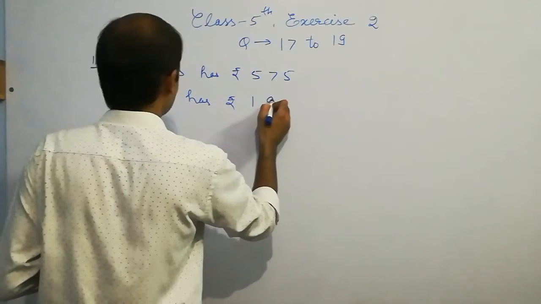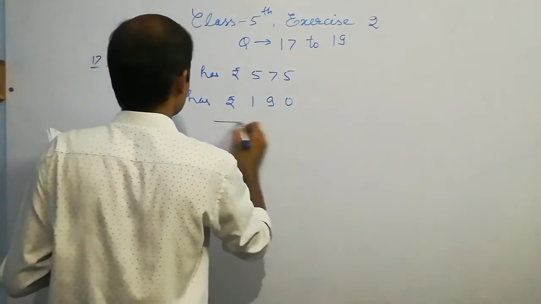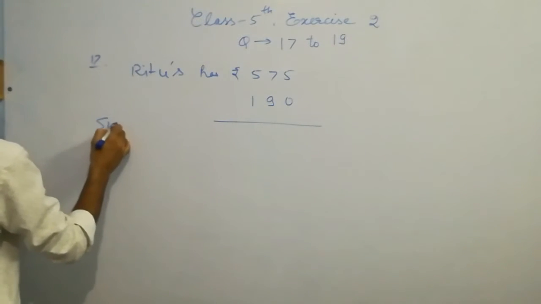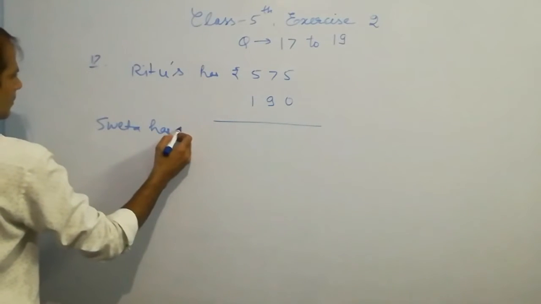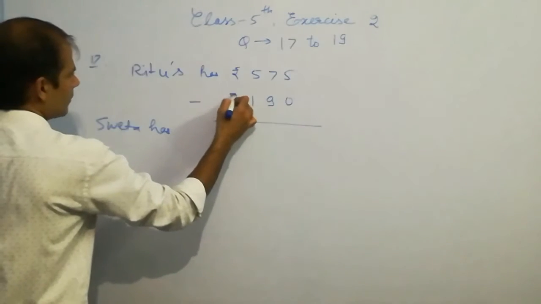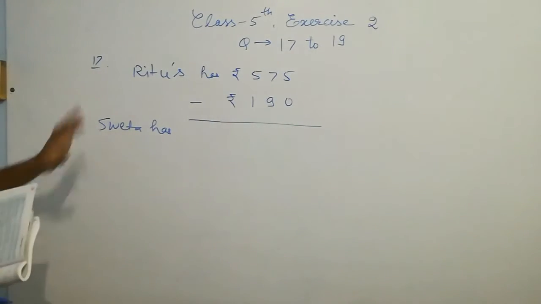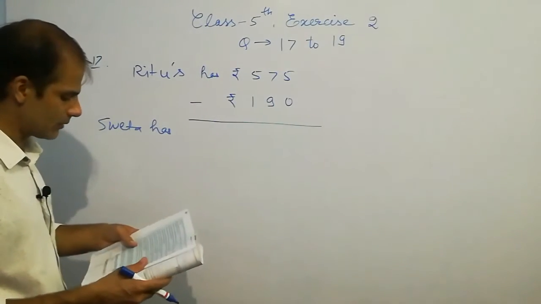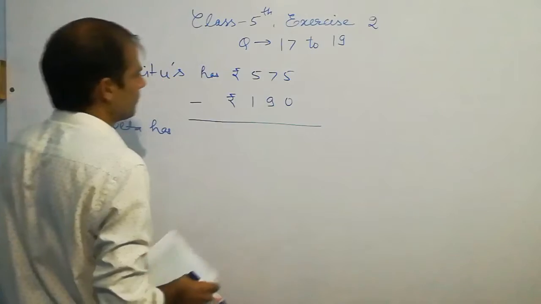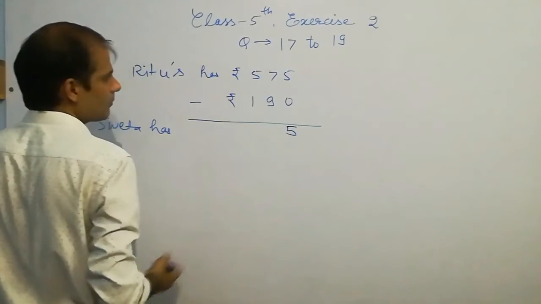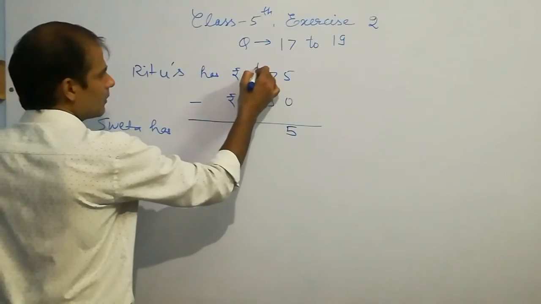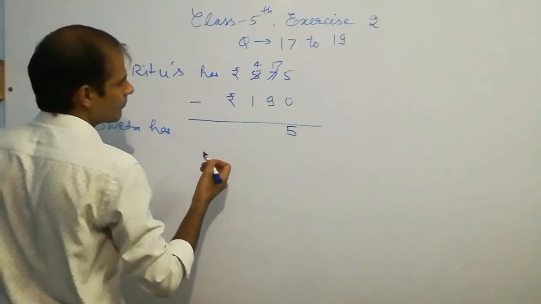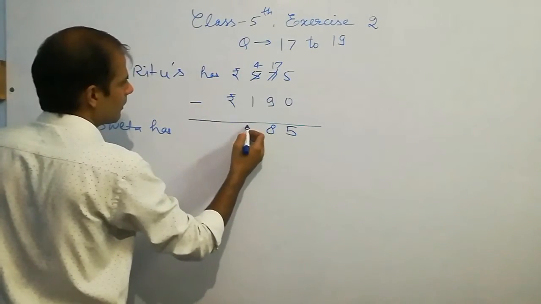write the digits in columns, and Shweta has, it is subtraction. So in this way you can write, means Shweta has rupees 190 less than Ritu has. So it is the case of subtraction. 5 minus 0, 5, 7 minus 9, not possible. Take borrow, it becomes 17. Now 17 minus 9 is 8 and 4 minus 1 is 3.